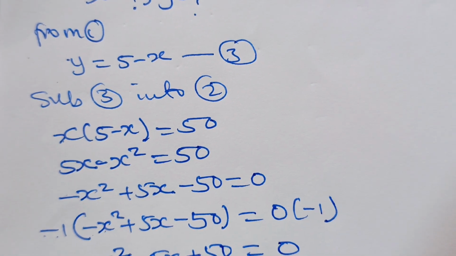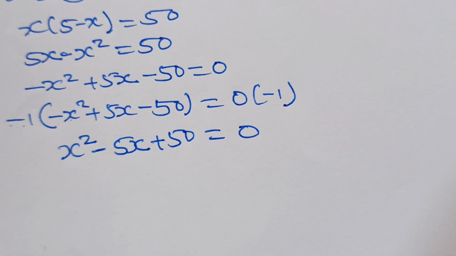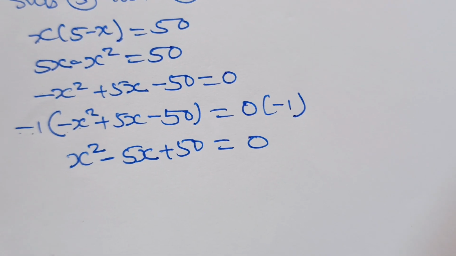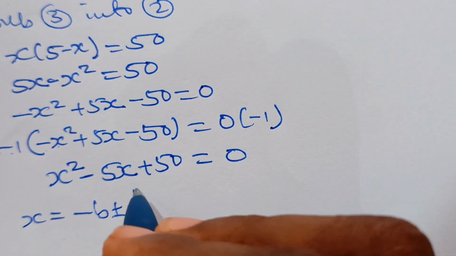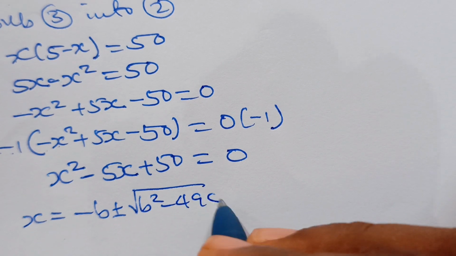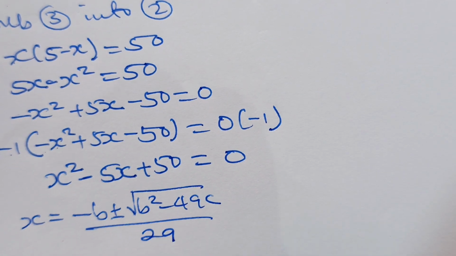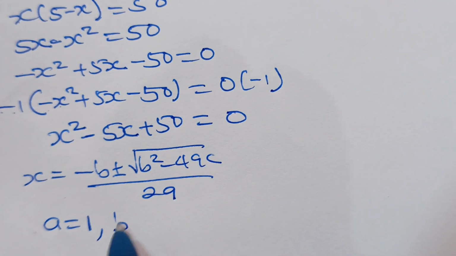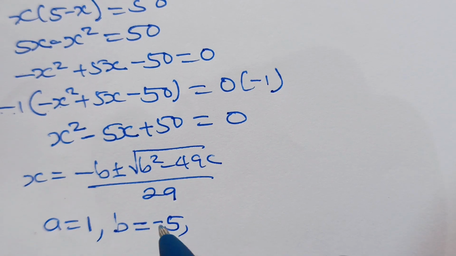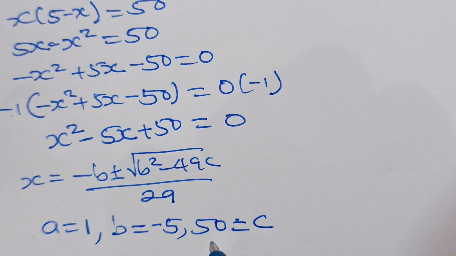Now at this point, the only thing we need to do is solve this using the quadratic equation formula. And this formula states that x is equal to minus b plus or minus square root of b squared minus 4ac, everything divided by 2a. Now in this equation, our a is the coefficient of x squared, which is 1. Our b is the coefficient of x, which is minus 5. And our c is our constant, which is equal to 50.